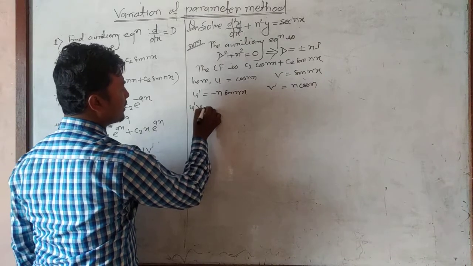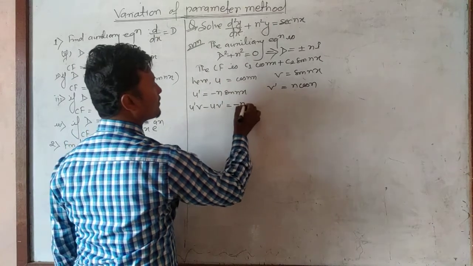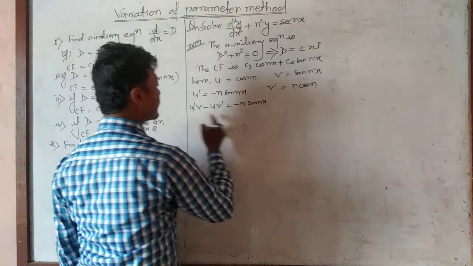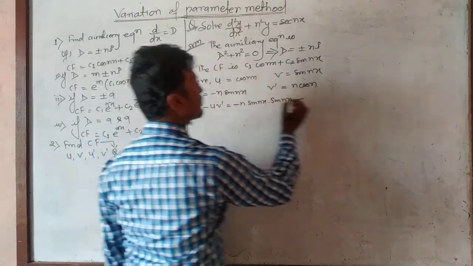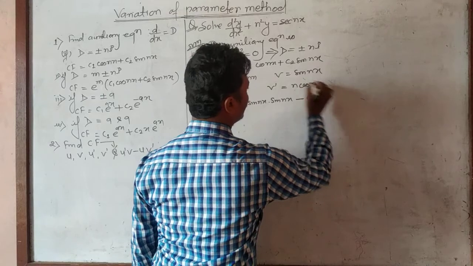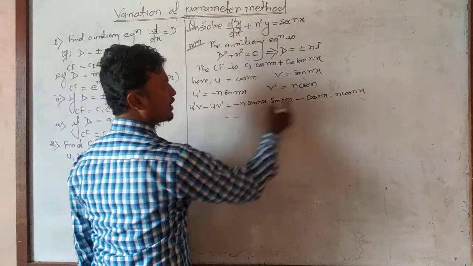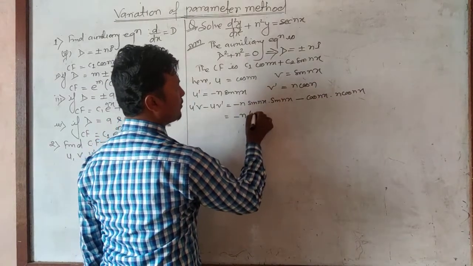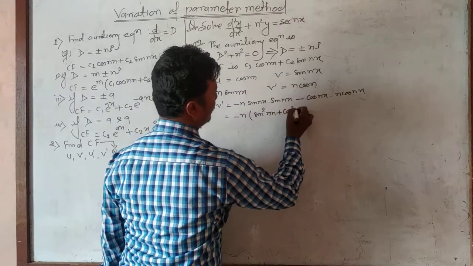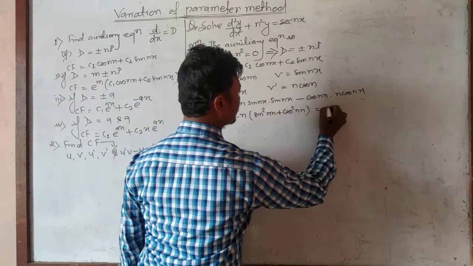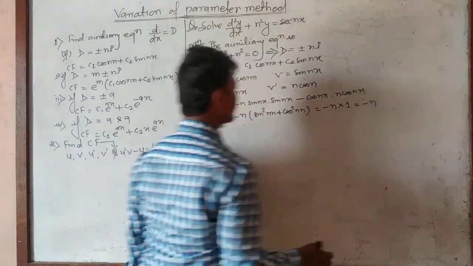And we also find this one, u dash v minus u v dash. So u dash is minus n sin nx, v is sin nx, minus u, which is cos nx, into n cos nx. Here n and n is common. What remains is sin square nx plus cos square nx. Now this becomes minus n times sin square theta plus cos square theta, which means 1. That's why this is minus n.